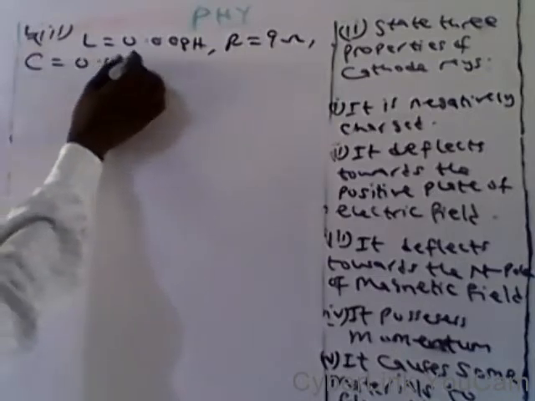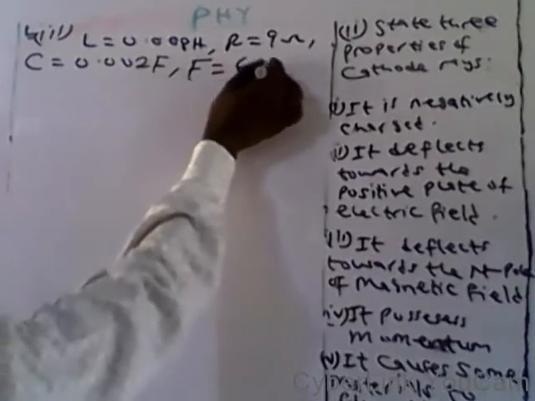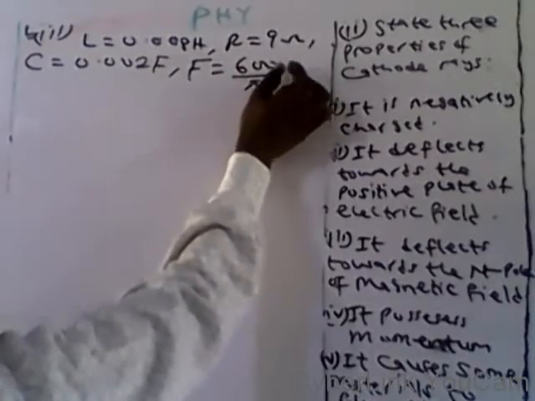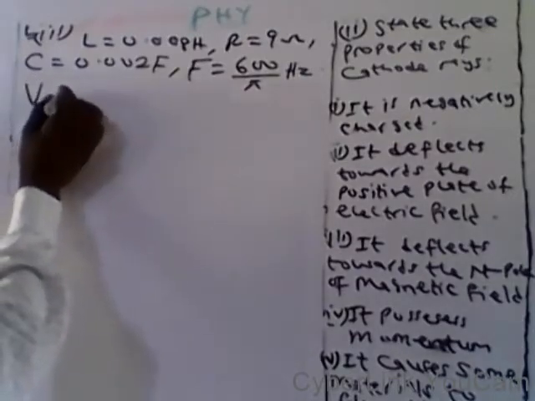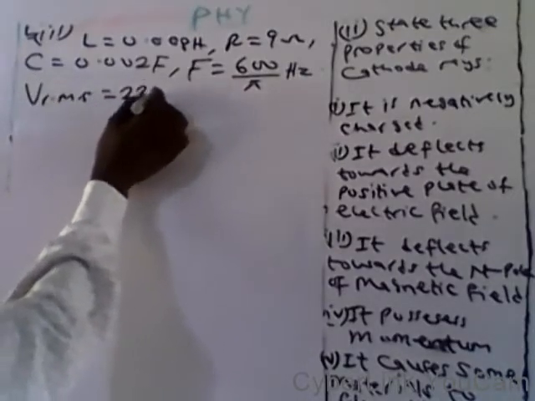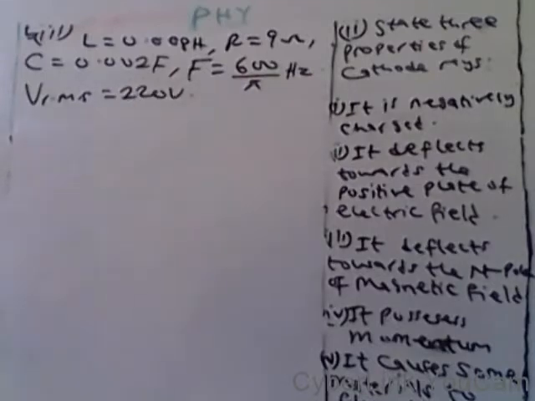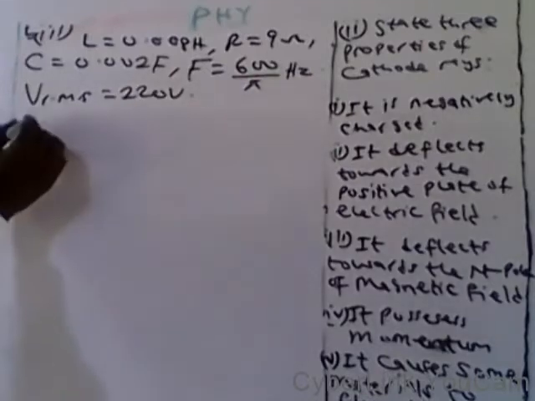a capacitor of 0.02 farad are connected in series to an AC source of frequency 600 over pi hertz. If the root mean square voltage of the source is 220 volts, that is V root mean square is 220 volts, draw a phasor.